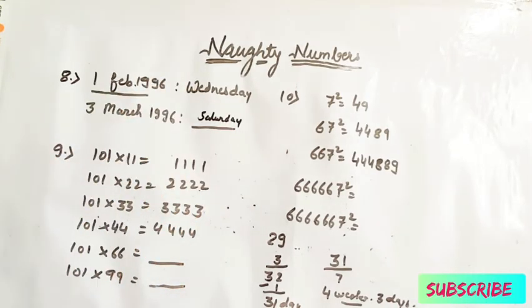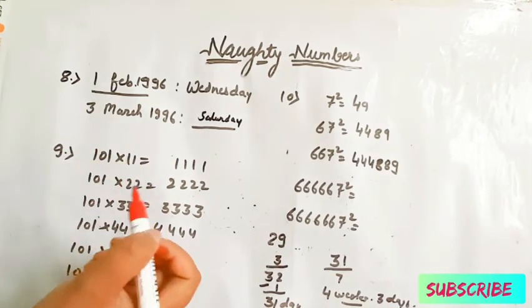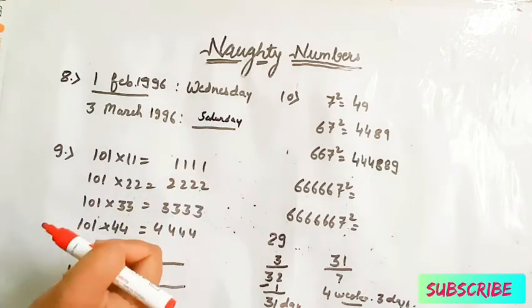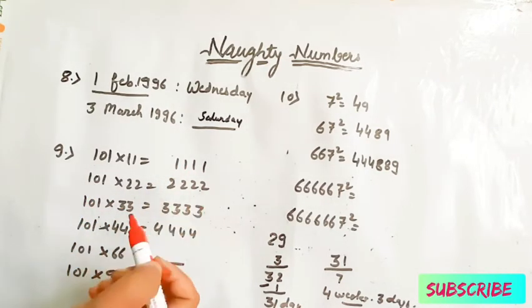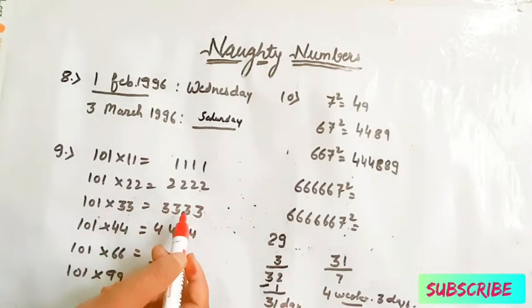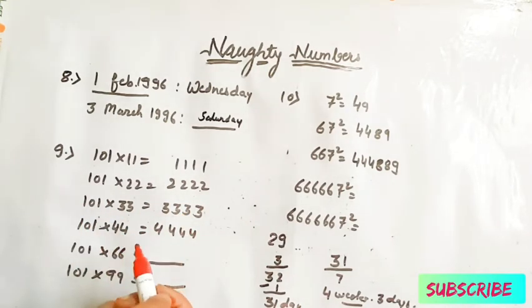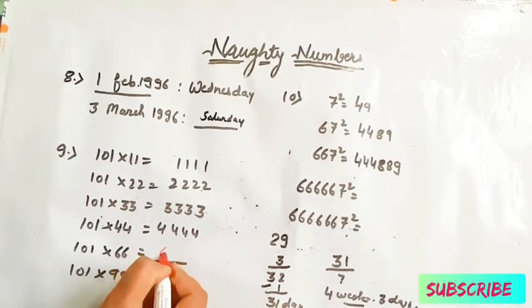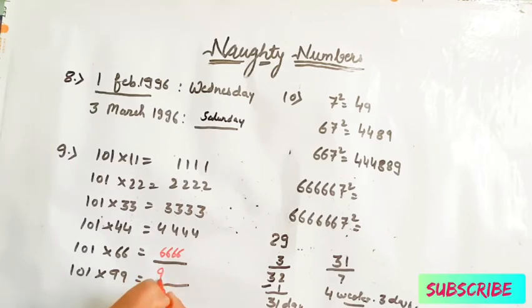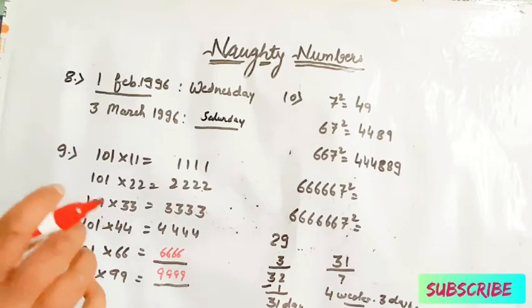Now one more pattern is there. You can observe, 101 multiplied by 11 is equal to 1111. Then multiply by 22 will be 4 times 2, and multiply by 33 will be 4 times 3. In the same way, multiply by 66 will be 4 times 6. Multiply by 99 will be 4 times 9. This is your required answer.